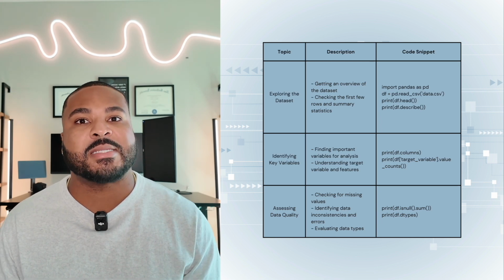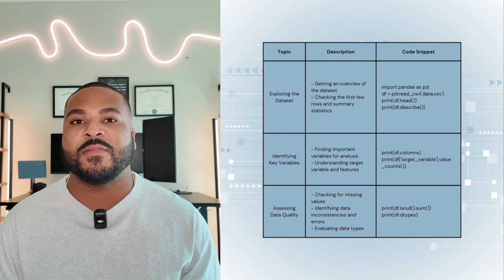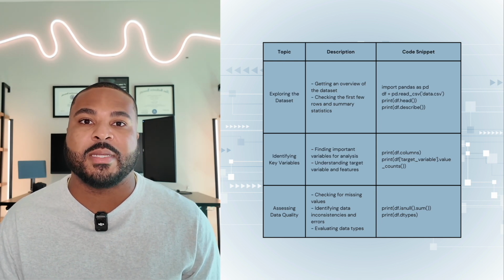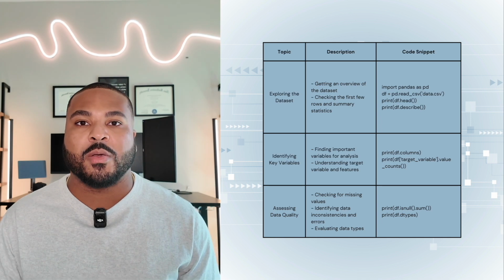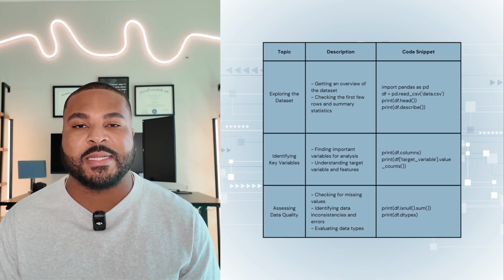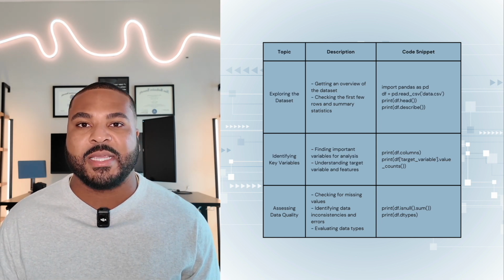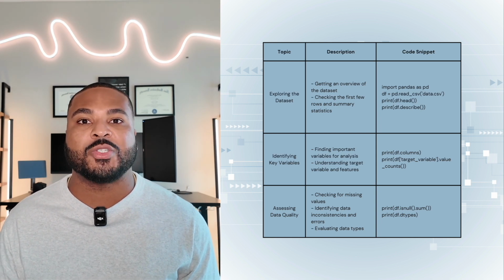We also examine the summary statistics to get an idea of the distribution and range of the data, shown via the simple code snippet to explore the dataset. So this code will display the first few rows of the dataset and provide summary statistics like the mean, standard deviation, and percentile for each numerical column.